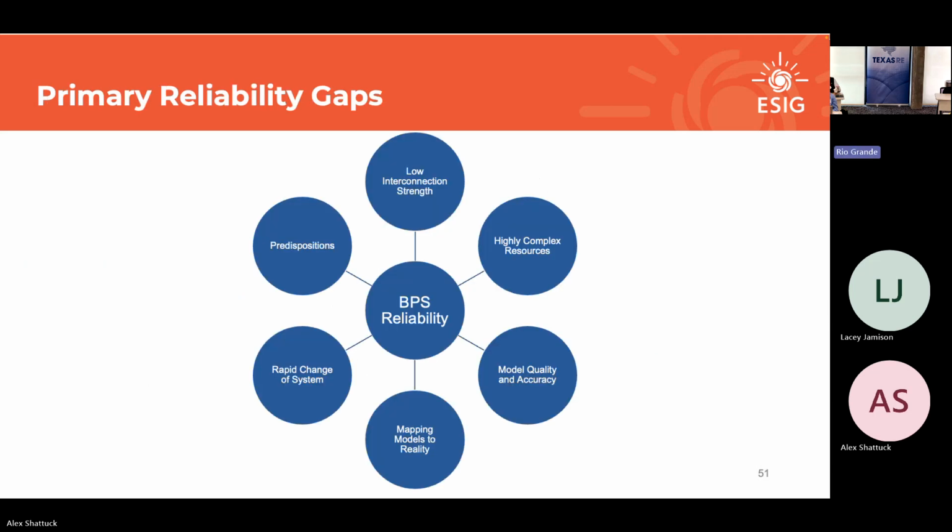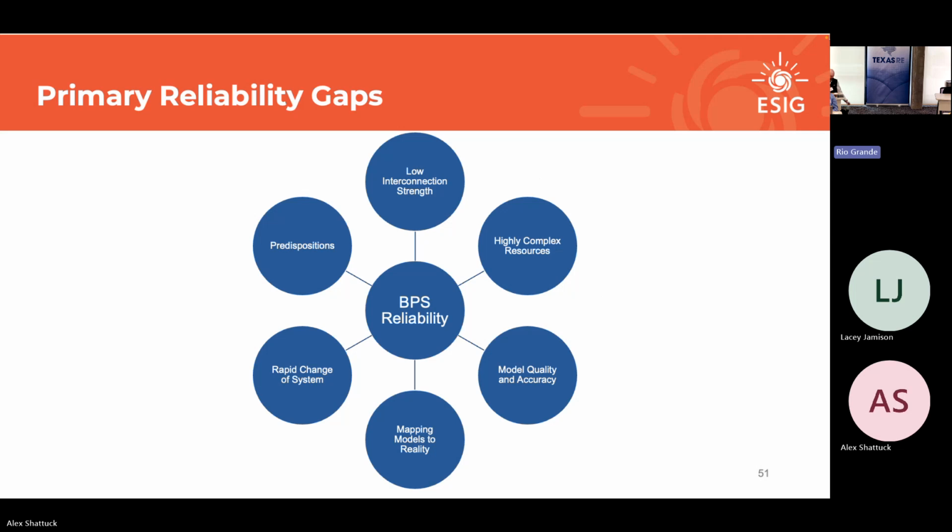So the main reliability gaps right now that we are working towards, that are EMT specific here, there are others, but first one, predispositions we all have for modeling. We talked about it a little bit. I'll briefly talk about it again, then we're done. Low system strength, systems getting weaker, especially in pockets with lots of IBRs. Very complex resources compared to the previous. The system is changing extremely quickly. And the model quality and accuracy, the roots of the study process need to be appropriate and true.